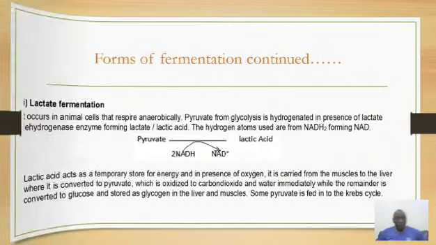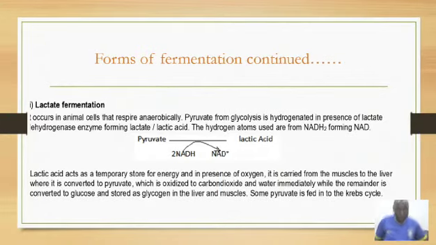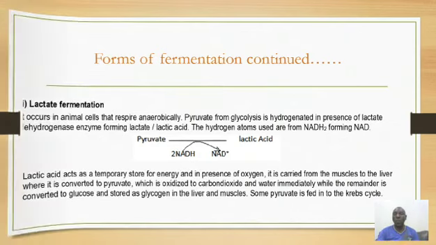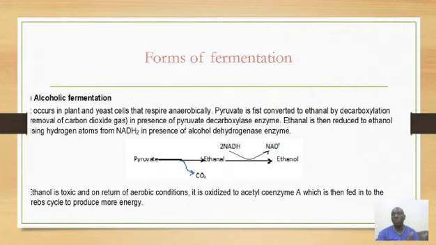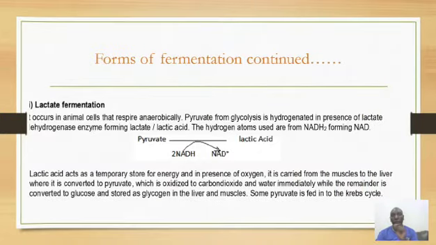The second form of fermentation is lactate fermentation. The other one was alcoholic fermentation because of the product alcohol in plants and yeast. This is lactate fermentation because of the product lactic acid occurring in animal cells. Therefore, in animal cells, they respire anaerobically, giving off lactic acid. How does it occur?